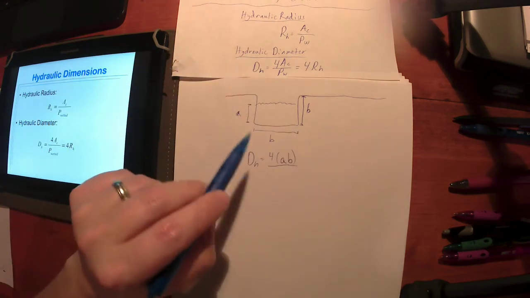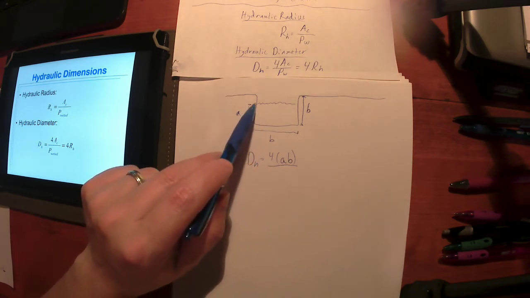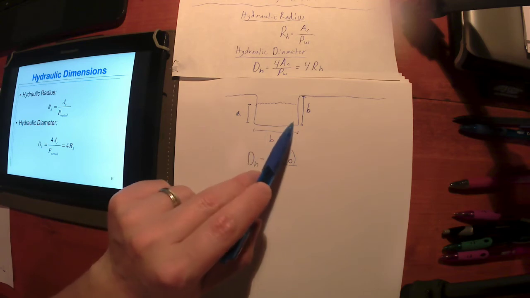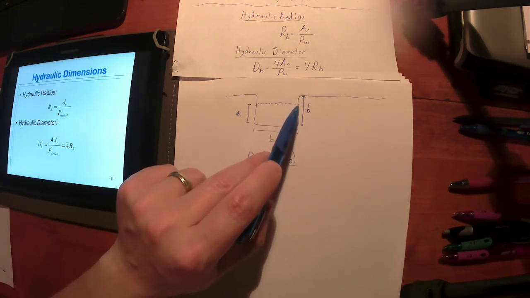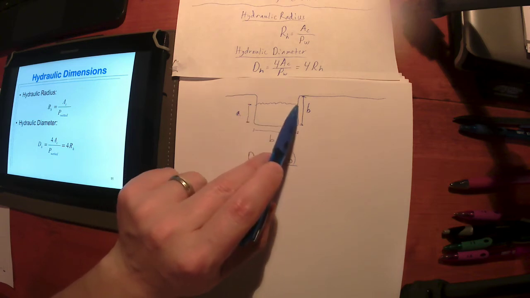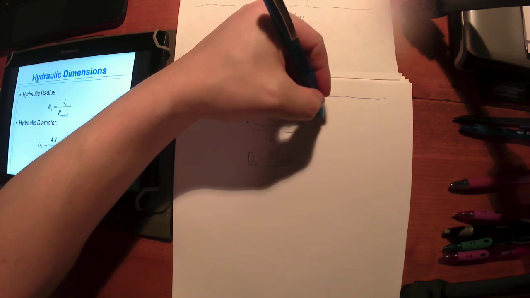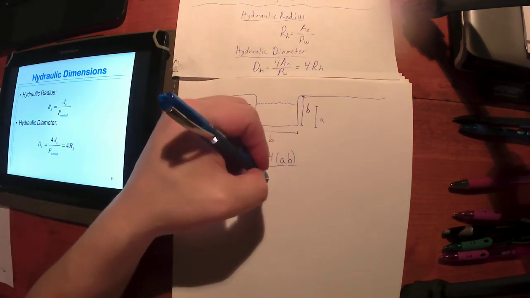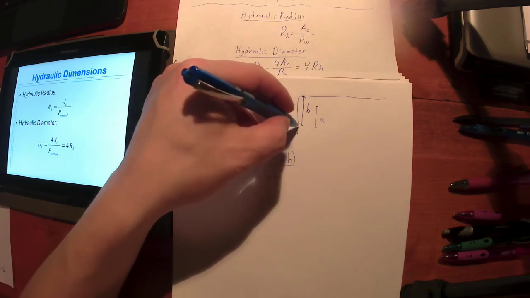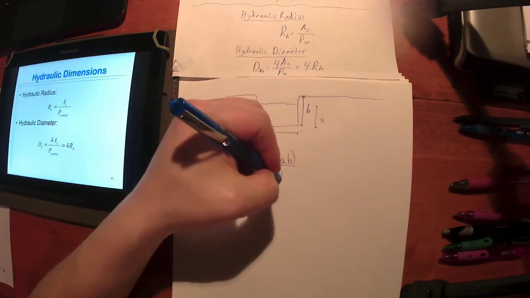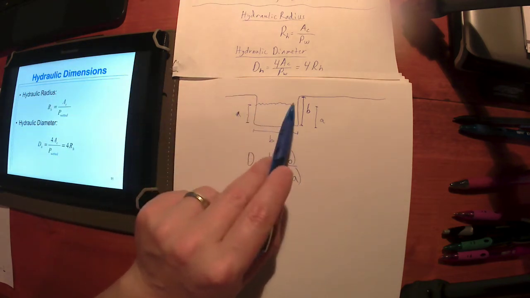divided by the wetted perimeter. Well, that's the length of surface that's in contact with this fluid. So I've got length A here, I've got length B here, and then it comes back up. It doesn't go all the way up to B. It only comes back up right here. This is length A, and it comes up here. So the wetted perimeter, again, the total length in contact with the fluid, that's A, B, and back up to A.